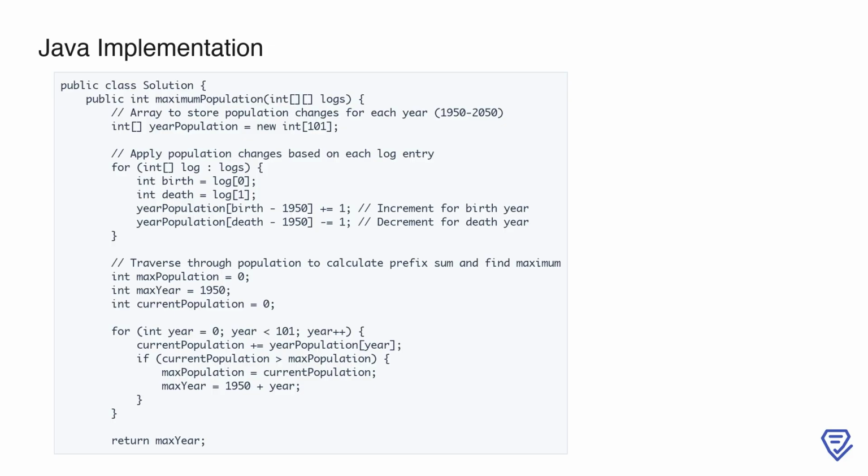Each index in this array represents a specific year, with index 0 mapping to 1950. Next, we iterate over the logs array. For each birth year, we increment the corresponding index in year_population, and for each death year, we decrement the index. This ensures that we account for population increase at birth and decrease at death. By the end of this loop, the year_population array holds the net population changes for each year.